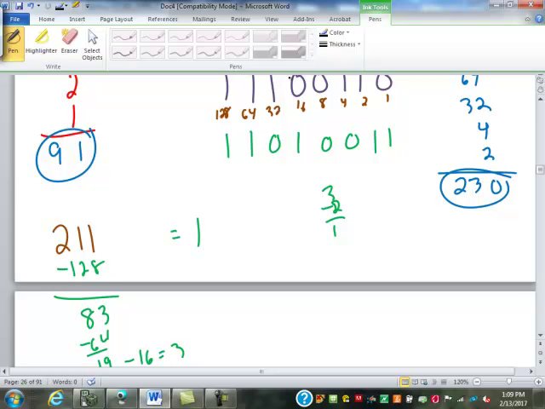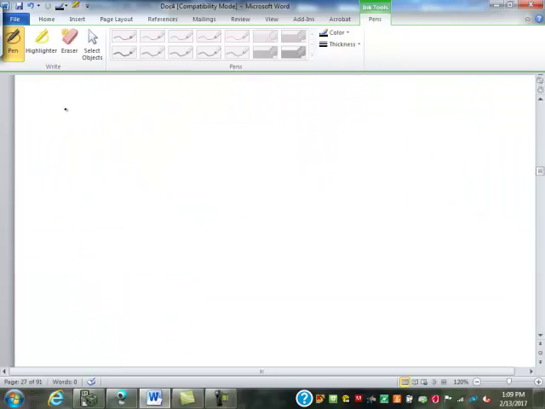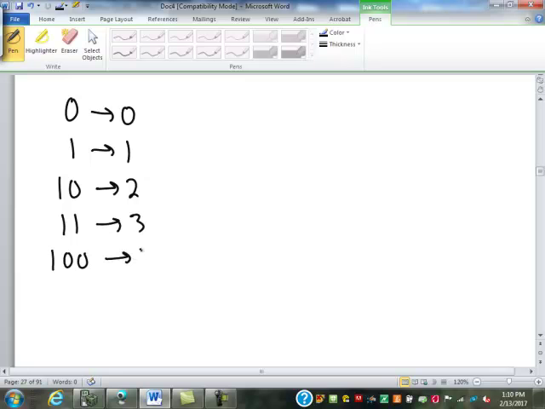The reason octal and hexadecimal exist is because of their relationship to binary numbers. There's really no use of octal or hexadecimal numbers other than to compact binary numbers. So of course in binary, 0 is 0. 1 is 1. 1, 0 is 2. 1, 1 is 3. 1, 0, 0 is 4. 1, 0, 1 is 5. 1, 1, 0 is 6. 1, 1, 1 is 7.